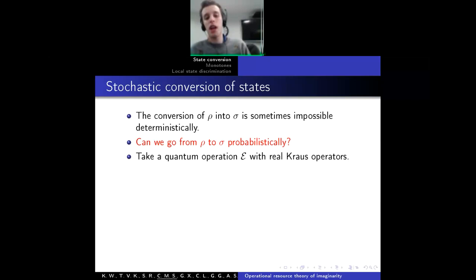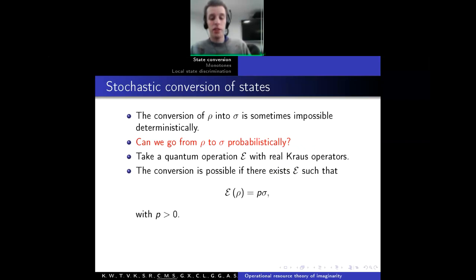So in other words, we are able to convert rho into sigma if we can find a non-zero probability such that this quantum operation outputs sigma up to a rescaling, let's say a probabilistic rescaling. And essentially this P is the probability by which I obtain the conversion.